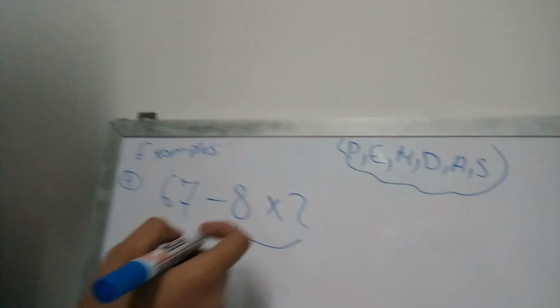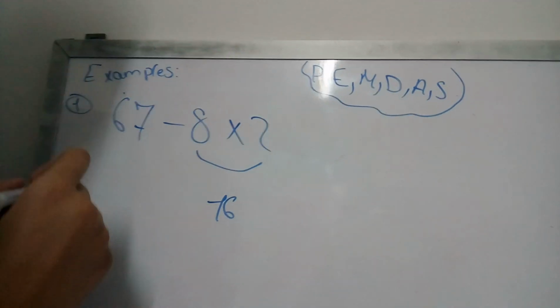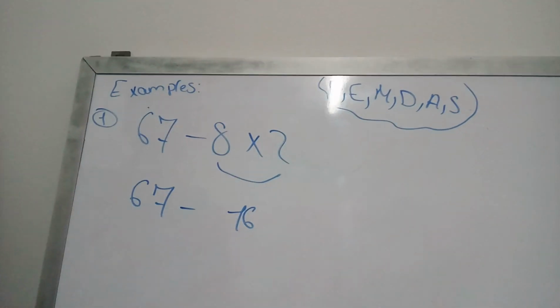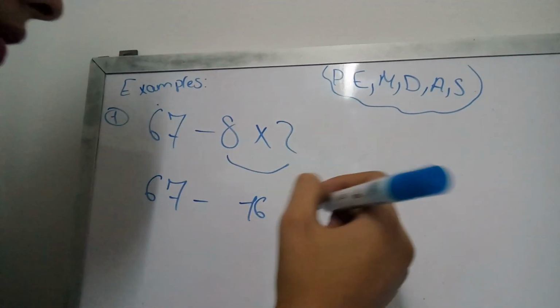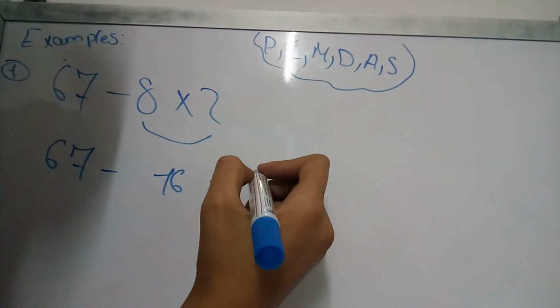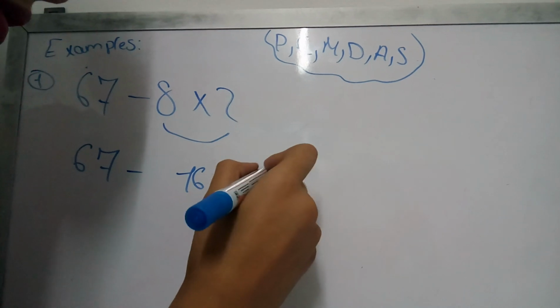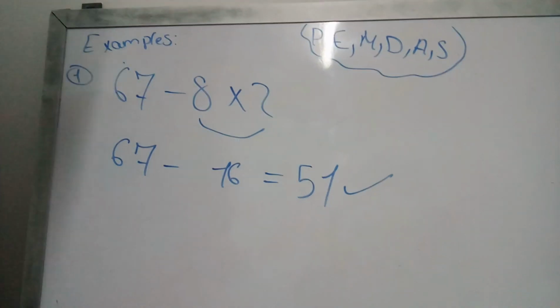Okay? 8 times 2 will be 16. And then do 67 minus 16. The answer will be 51. Okay? This is the right answer.